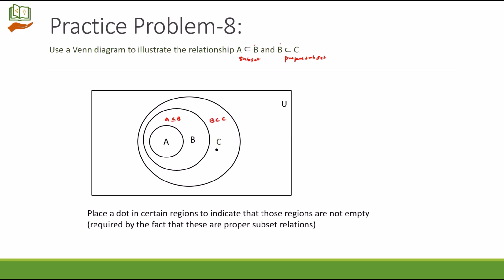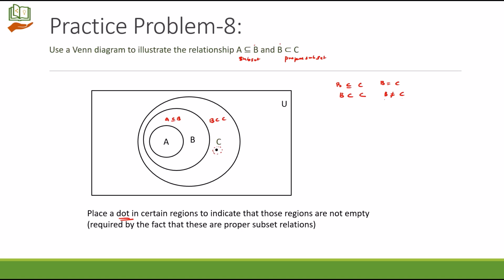Place a dot in certain regions to indicate that those regions are not empty. In the sense, if we say B is a subset to C, B can be equal to C. When we say B is a proper subset to C, B cannot be equal to C. In order to prove that both B and C are not equal, we are just telling that this region is not empty but it has one more element that is not present in B. To indicate that only we are placing a dot here. This is required by the fact that these are proper subset relations.